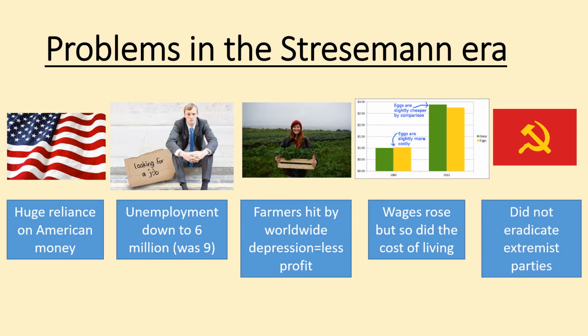And finally, it does not eradicate extremist parties, as we know, because Hitler comes to power in a few years' time. You've still got the Communist Party, you've still got the right-wing parties like Hitler's DAP. So he doesn't completely solve the economic or political problems. He makes them better, but he doesn't solve them. So pause this video, do yourself a subheading, and get down those 5 points, please.